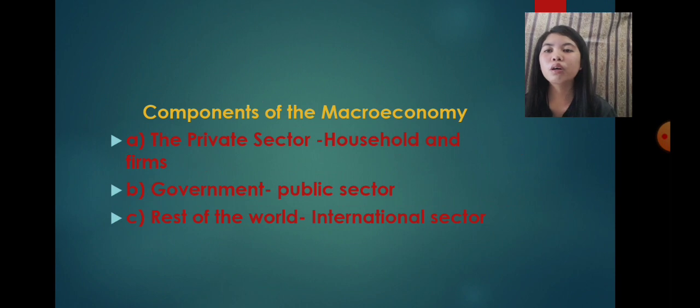So, components of the macroeconomy. First is the private sector, household and firms. Then the government, public sector. Then the rest of the world, international sector. So, the private sector or the household and the firms, most of the private sectors are managed by the family. And then the government sector, which is managed by the public, so anyone could manage. Then the rest of the world, the international sector, every nation.